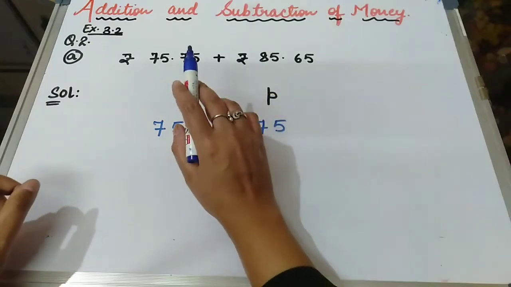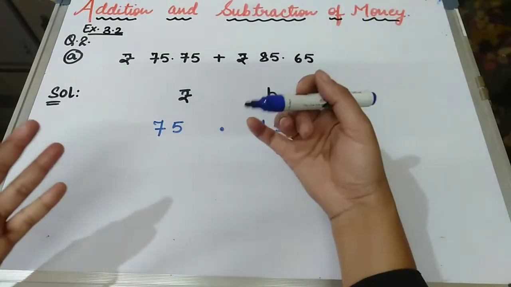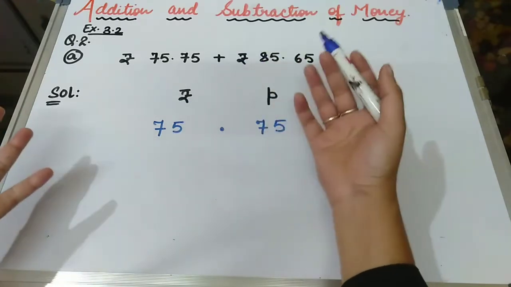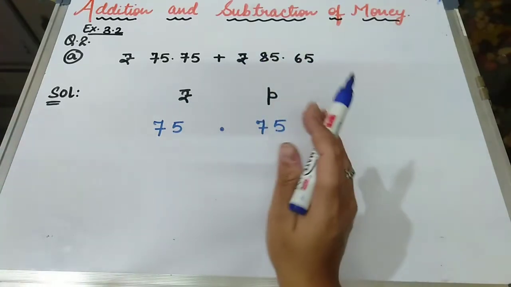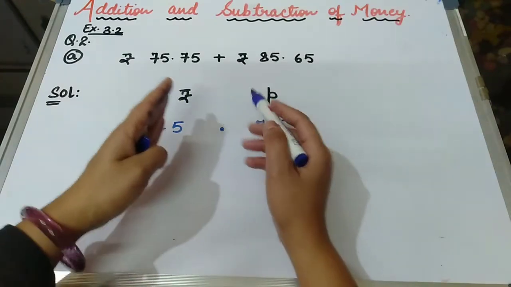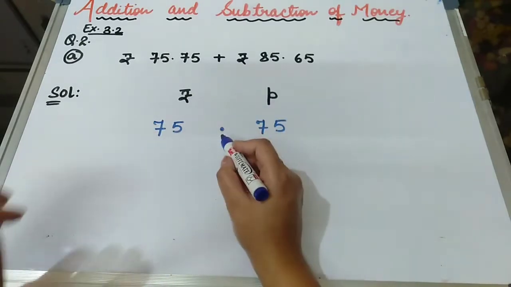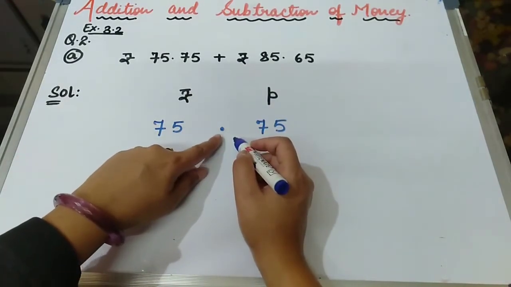Let us see the next topic, that is addition and subtraction of money. It is very easy, like we add numbers, we have to add and subtract the money. But the main thing we have to keep in mind is that we have to make the column rupee wise and paise wise. Okay, and we have to keep in mind the place of the dot.